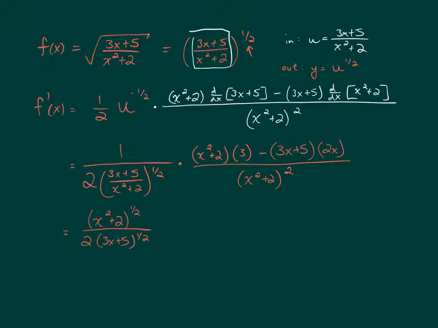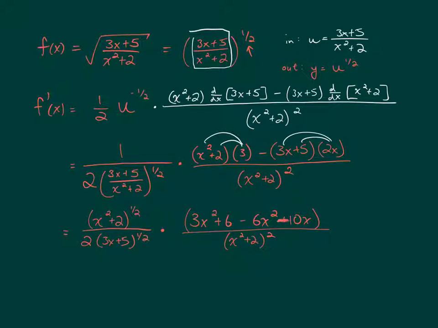When you look at this next fraction and distribute the 3 here and here and the 2x here and here, we end up with the following fraction: 3x squared plus 6 minus 6x squared minus 10. This should be a minus 10x right here. So then I guess there's just a couple more things that we need to do, and that is to simplify whatever is in this set of parentheses here.